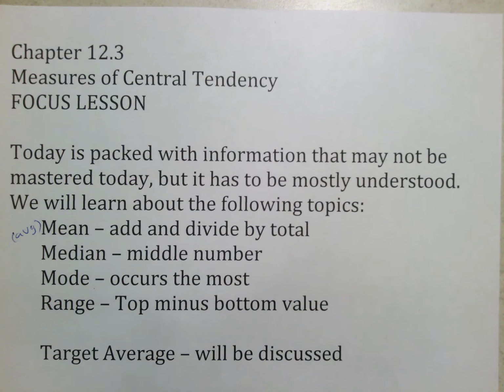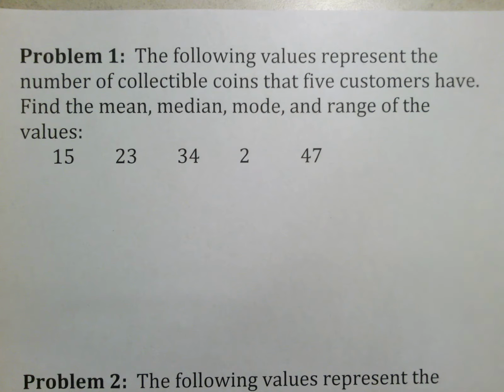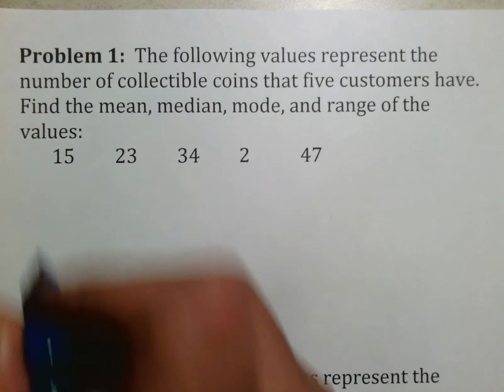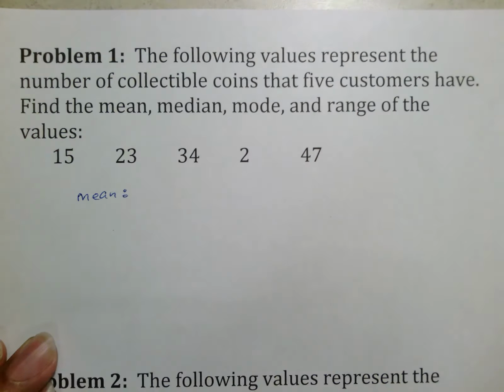And then the last thing we're going to talk about is target average, which again we will discuss, but it's going to take for you to understand some things before we get there, which is why we're starting the way that we are. The following values represent the number of collectible coins that 5 customers have. Find the mean, median, mode, and range of the values. This is what your test is going to ask you to do. It's what your Math Excel is going to ask you to do, and it's not that tough. You just have to make sure that you are organized in what you do.